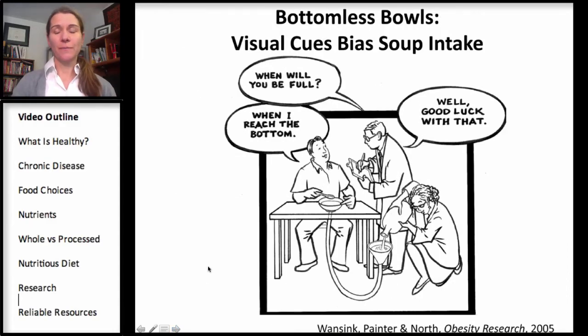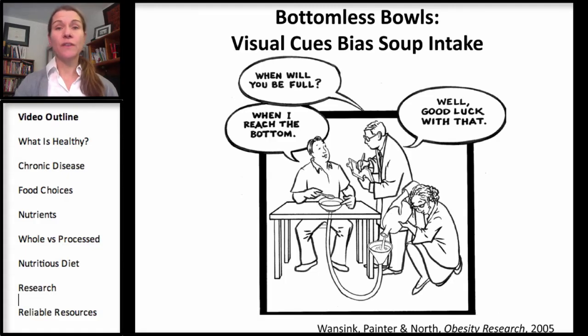And here's another study, the same idea, and this is on the bottomless bowls. Visual cues bias soup intake. Now you can see here the cartoon has the investigator asking, "When will you be full?" And the consumer, "Well, when I reach the bottom," meaning when I finish. Now, this isn't actually how they did the experiment, but what they did is they had two groups of people come in. One group had a bottomless bowl, meaning that it continued to refill from gravity, and the bowl never emptied. So they could eat and eat and eat, and the bowl never emptied.